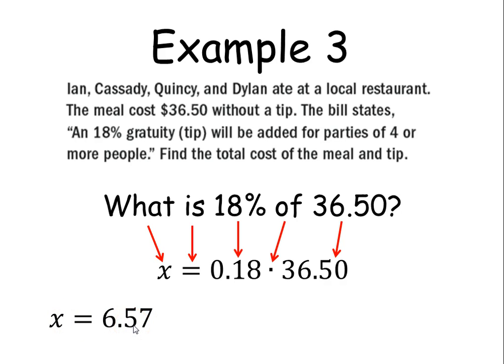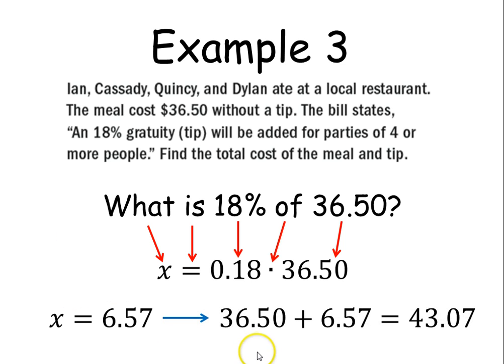This, however, is not our answer. We didn't want to know just the tip. We want to find the total cost. And once again, the total cost is the meal and the tip. Here's the meal, $36.50. Here's the tip, $6.57. So that's the amount of money they're going to pay extra on top of the $36.50.